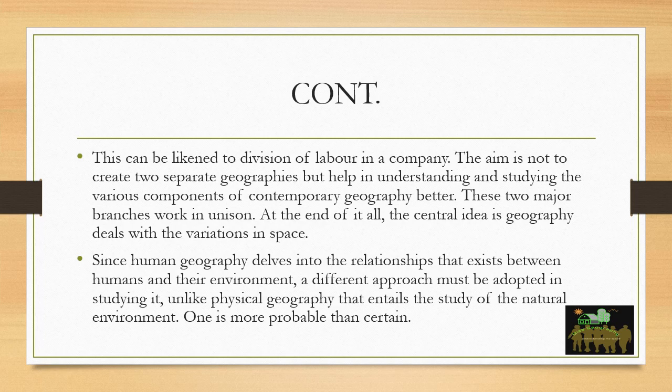Since human geography delves into the relationships that exist between humans and the environment, a different approach must be adopted in studying it. Unlike physical geography, which entails the study of the natural environment, where one is more certain, studying the natural environment has a lot of certainty because the processes don't evolve over short periods of time, like how human beings are susceptible to change within the next second, within the next hour. When you're working with human beings, it's more of probability.